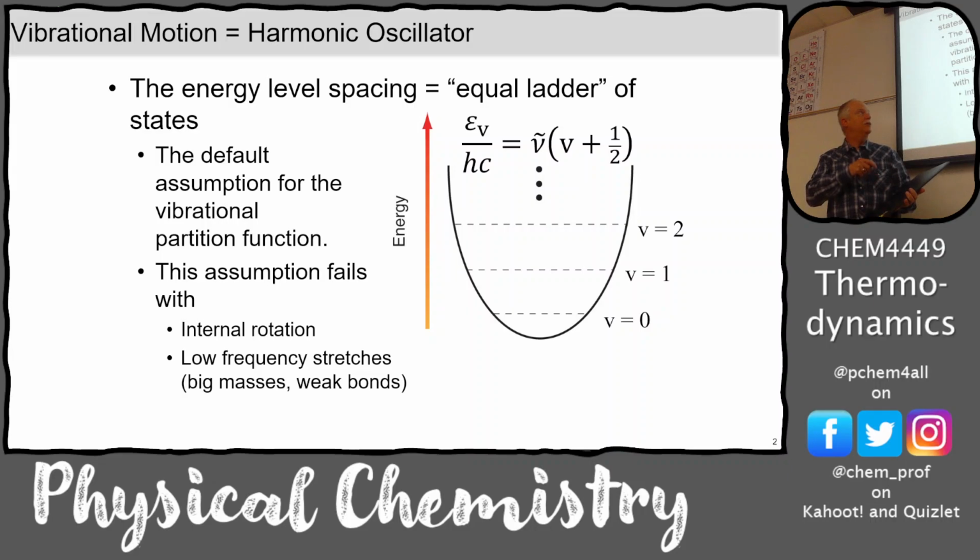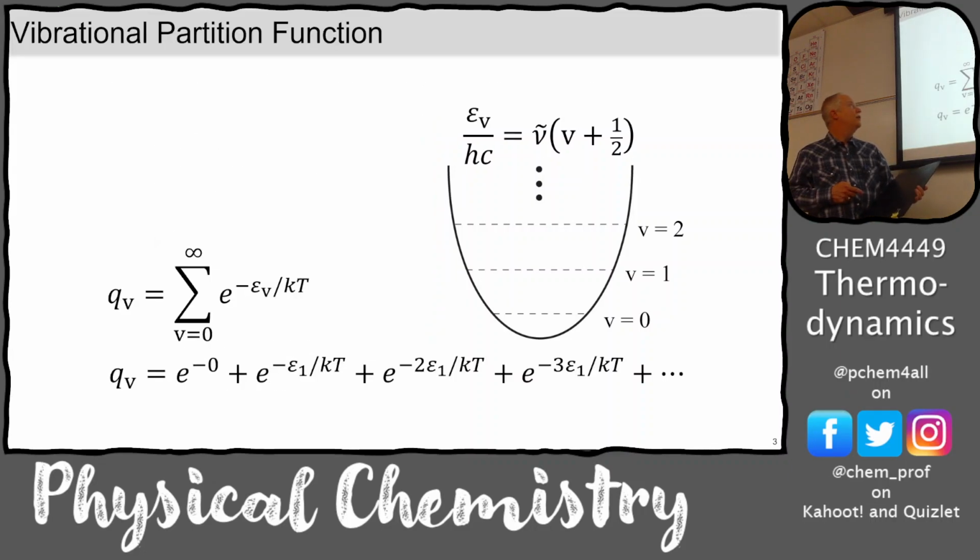You know, these potential barriers go up to infinity in the harmonic oscillator. That works really well for a hydrogen stretch, where it really takes a lot of energy to pull that hydrogen off. And so it's very harmonic in its character. But when you have big masses, like maybe the iodine bond, that's going to show a lot of anharmonic nature, and then internal rotation is another classic case where the harmonic oscillator assumption fails.